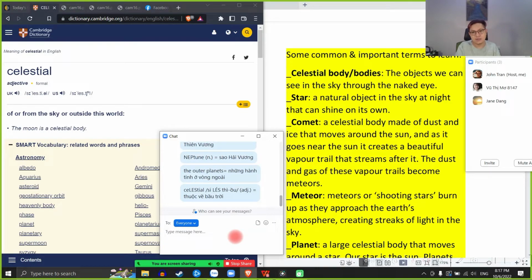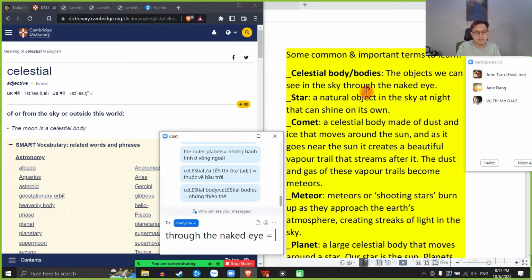Celestial body người ta còn gọi là cái thể, thực thể trên bầu trời, tức là thiên thể. So basically celestial body or celestial bodies, nó gọi là những thiên thể, tức là những thứ trên bầu trời á. So celestial bodies are the objects we can see in the sky through the naked eye, thông qua con mắt trần, tức là không có kính viễn vọng.